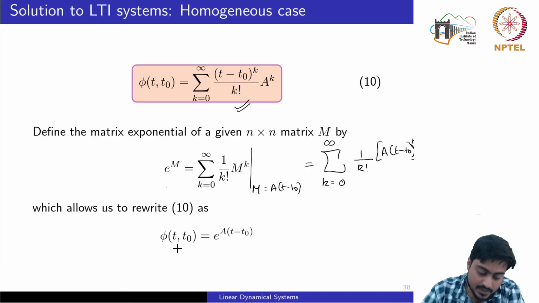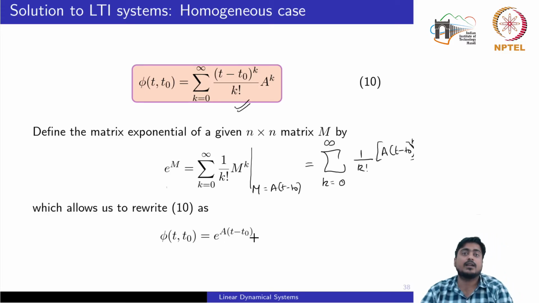So my state transition matrix in the linear time invariant case is basically the matrix exponential, where t naught is the initial time where I am taking the initial value of the state.